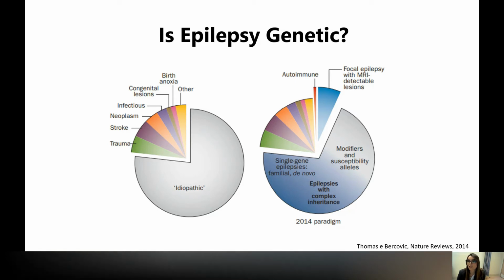What happened over the years is that this second figure is what we call the 2014 paradigm. So this is what we know now. What we know is that approximately a quarter of the epilepsies have other causes, like the ones that I showed before, like trauma, stroke, tumor, and the rest. Almost 70% of the rest are what we consider genetic epilepsies. So nowadays we know that a lot of the epilepsies are actually caused by genetic issues.